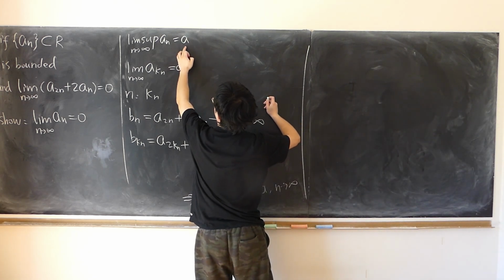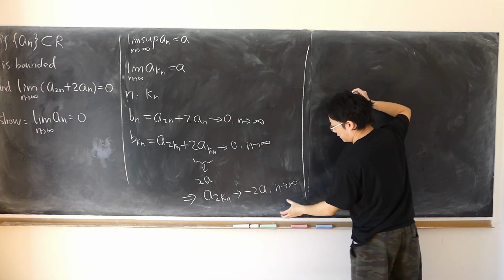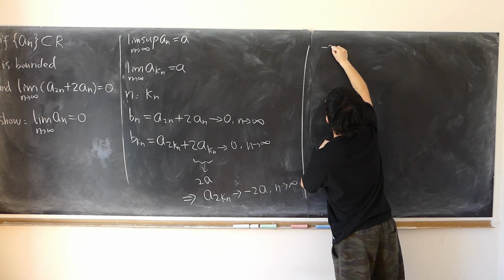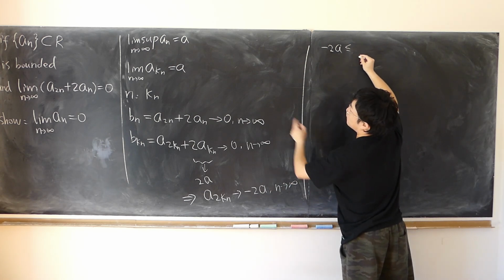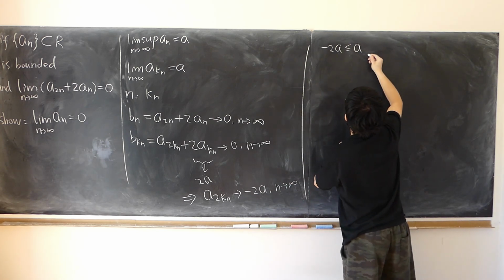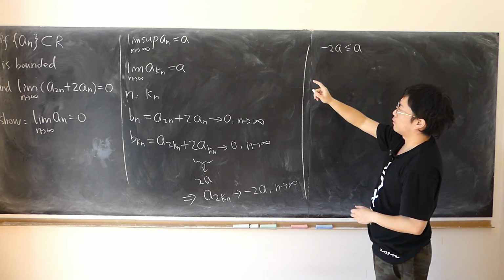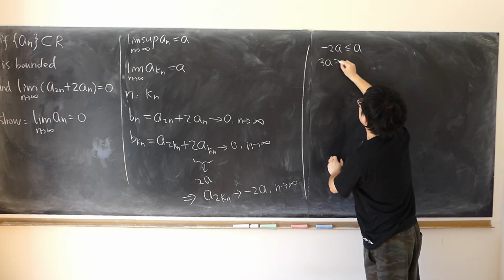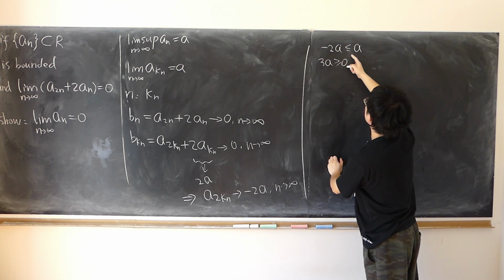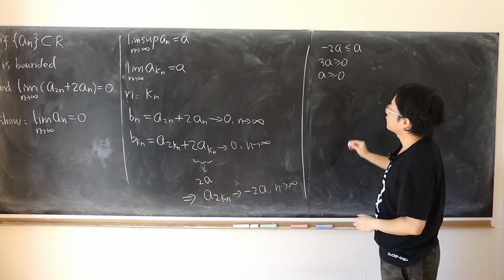And this is the supremum of all the limit points. So which means this limit point is no larger than that supremum. Right, by definition, supremum of all the limit points. So negative 2A is no larger than A, so 3A is bigger than or equal to 0. A is bigger than or equal to 0.